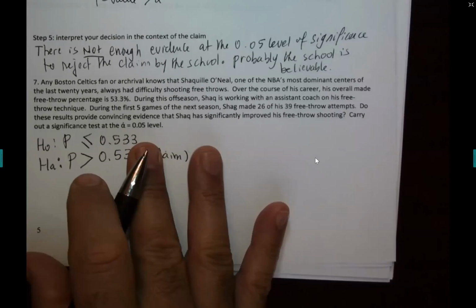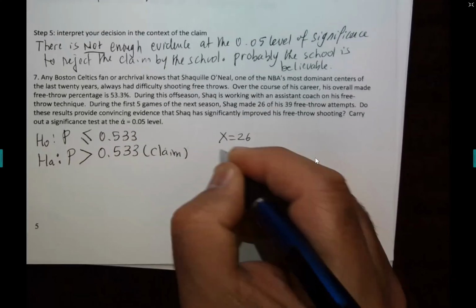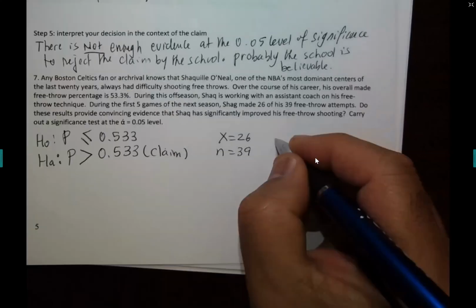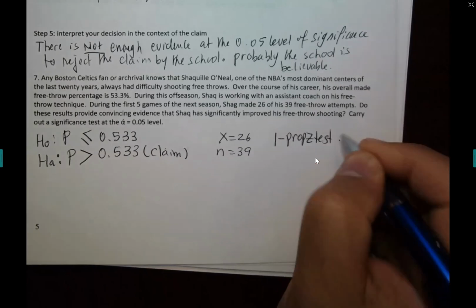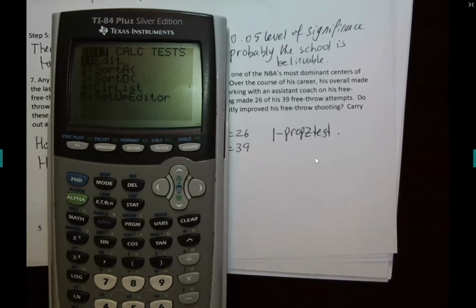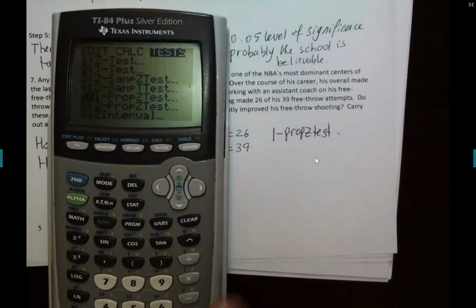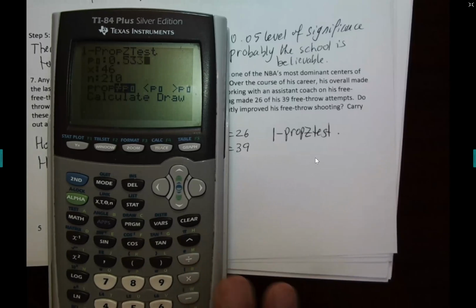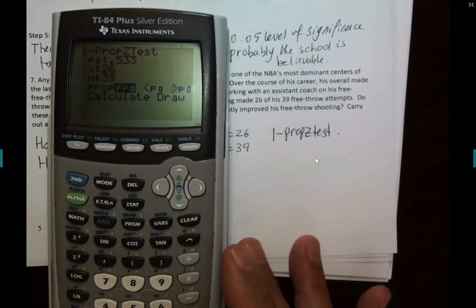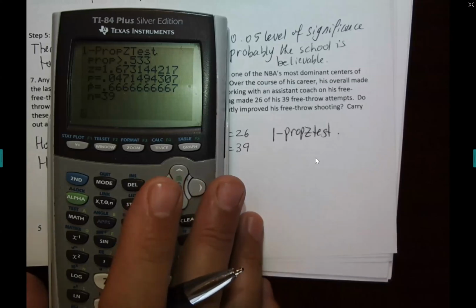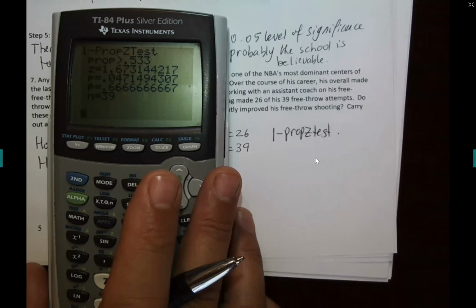Okay, you got X, guys, and you got N. That's all you need. X is the smaller number, N is the bigger number. And let's run a proportion Z test. Did I leave room for it here? No. So one prop Z test. Ready? Okay, let's do that. Stat, tests, one prop Z test. Okay, we're testing against 0.533. X is 26. N is 39. And we want to see if he improved. Improved means bigger, so greater than, and let's hit calculate. So Z is 1.67. I'm going to write it down. And the p-value is 0.0471.